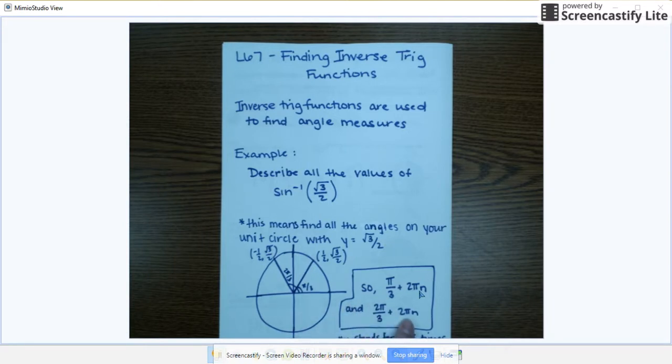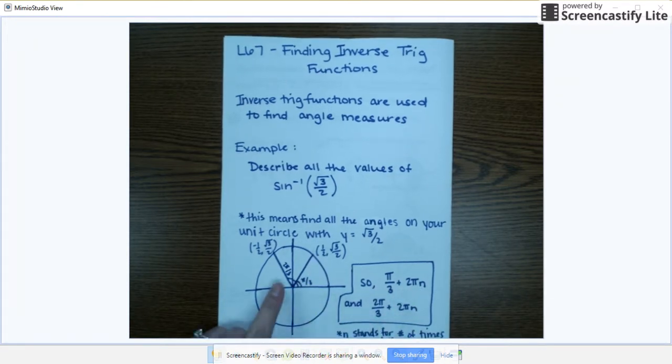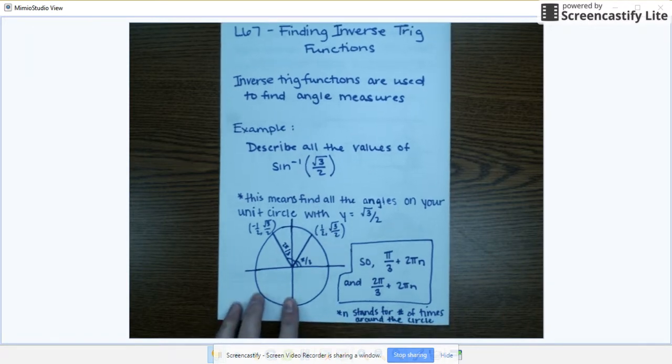This plus 2 pi n means that we can go around our circle any amount of times as long as it's a coterminal angle. So pi thirds plus any amount of times around the circle, and 2 pi thirds plus any amount of times around the circle. That n value stands for the number of times you move around the circle.